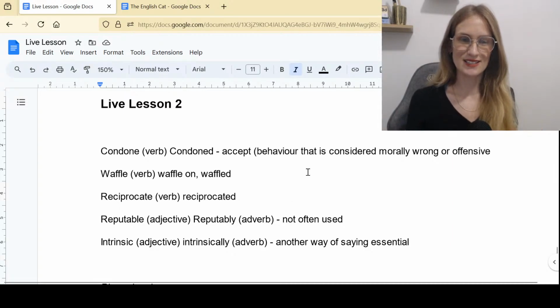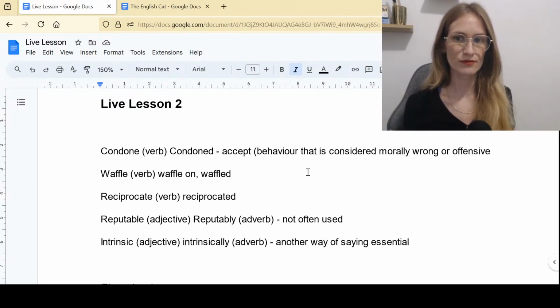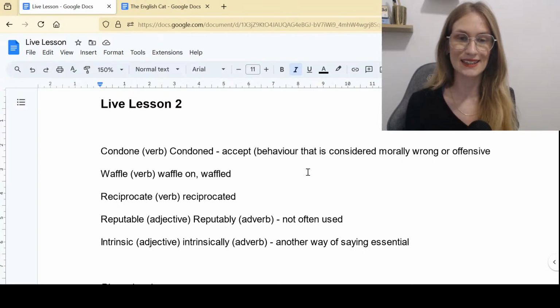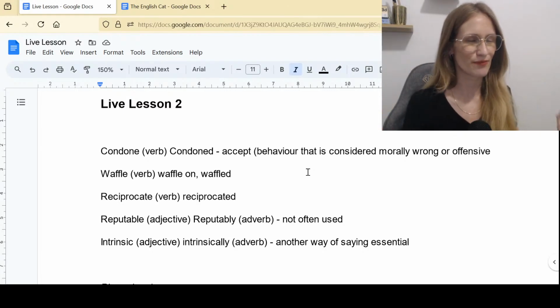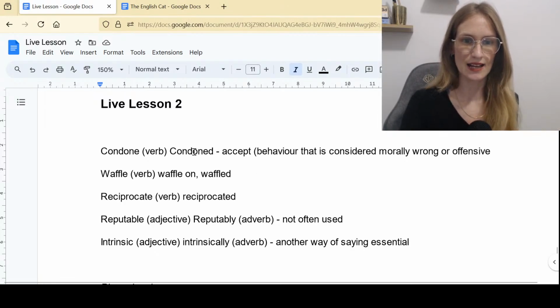So let's get started then with our first word. What I'm going to do is explain to you the words, and then I want you to create examples in the chat, and I will correct your examples if they need correcting. If they're perfect, fantastic. So our first word today, as you can see, is condone.